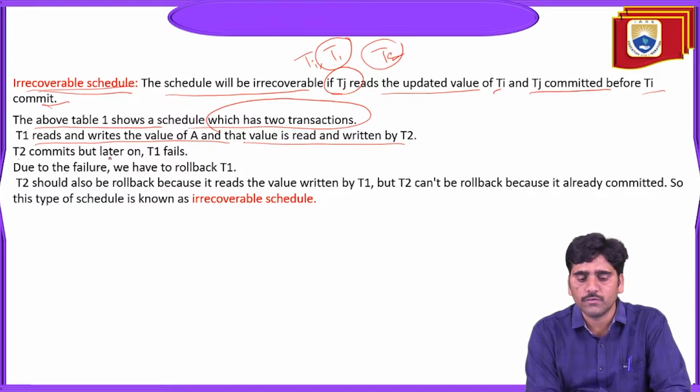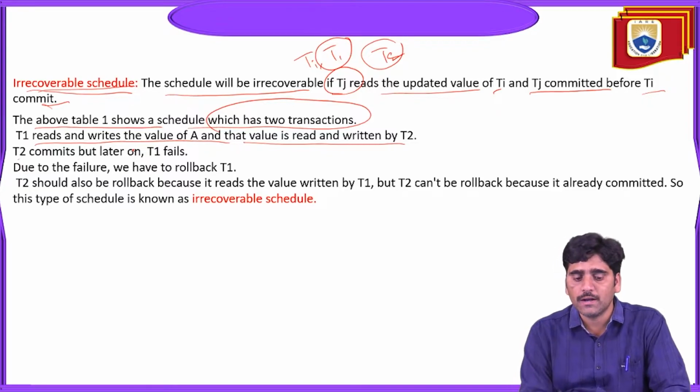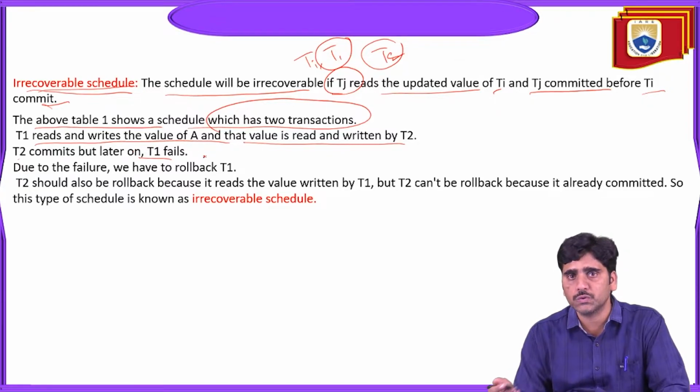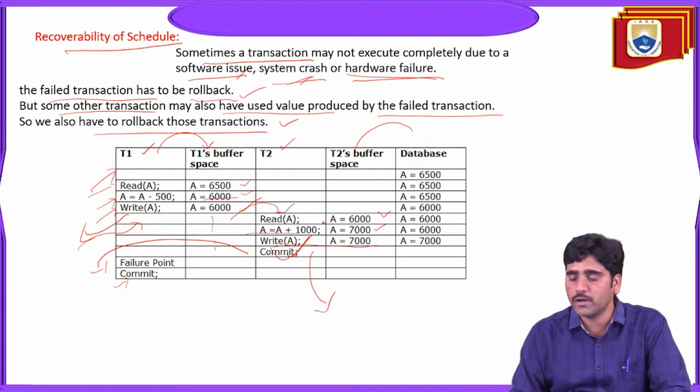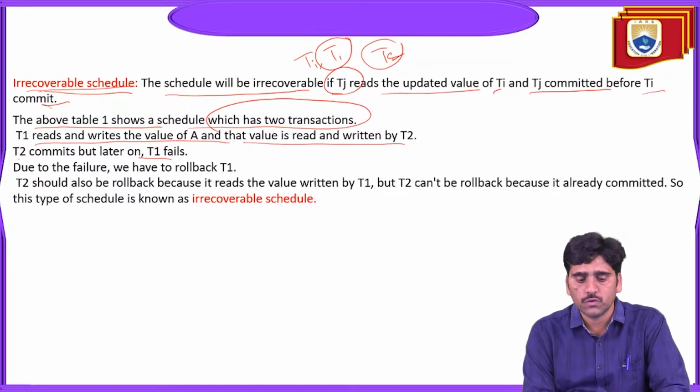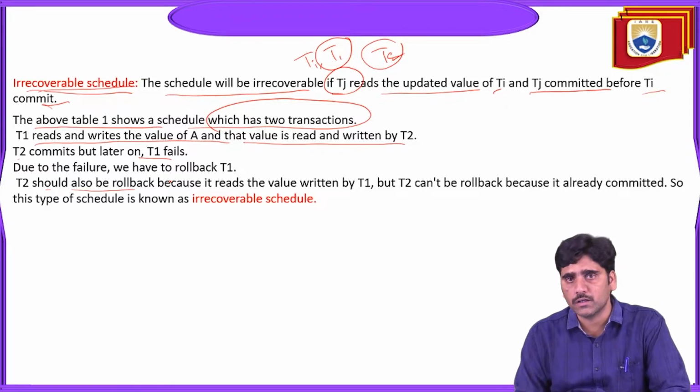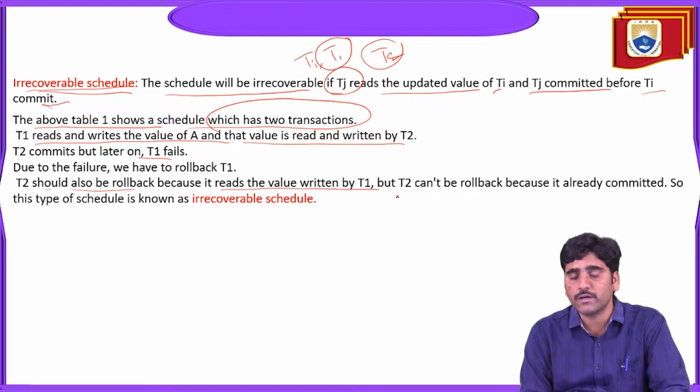So transaction 2 commits, but later on, after committing transaction 2, transaction 1 is going to fail. So T2 should also be rolled back, because it reads the value written by T1. It is depending upon transaction 1. If we want to roll back transaction 1, again you have to roll back transaction 2.